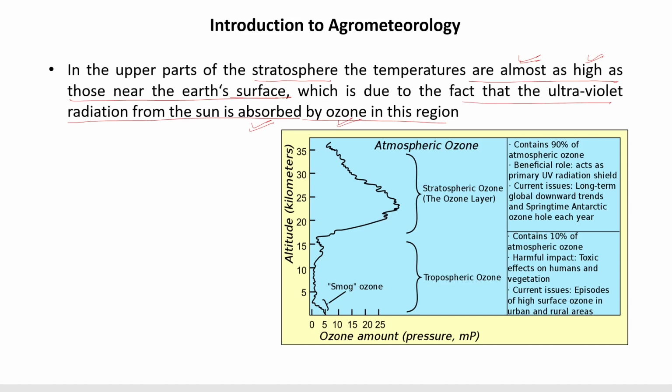It contains 90% of the atmospheric ozone. Very important: 90% of the ozone is in this layer, the stratospheric ozone. And it is beneficial ozone. What is the benefit of it? It acts as a primary ultraviolet radiation shield. So it provides a shield against all the ultraviolet radiation which would reach the Earth's surface. This is the stratosphere layer.